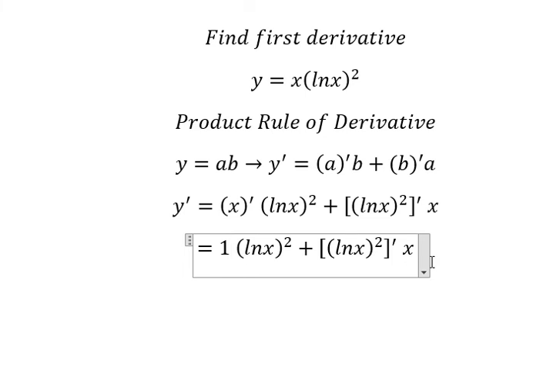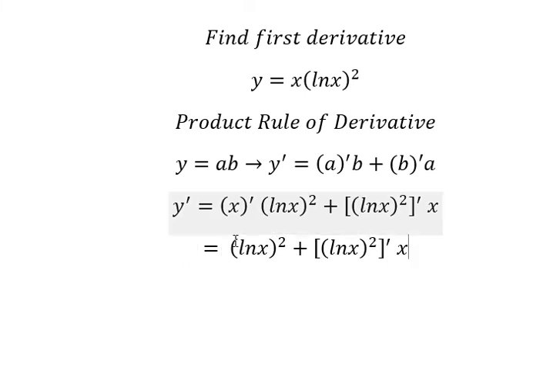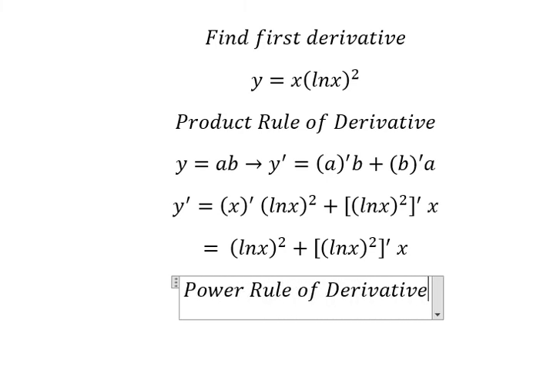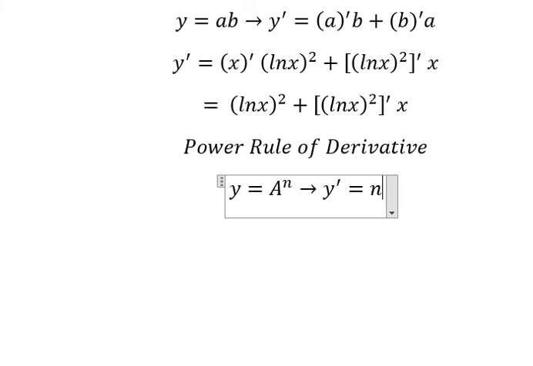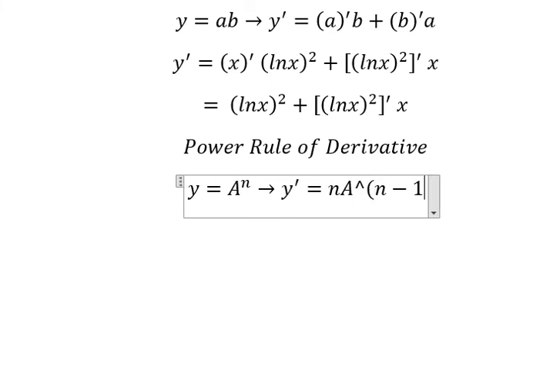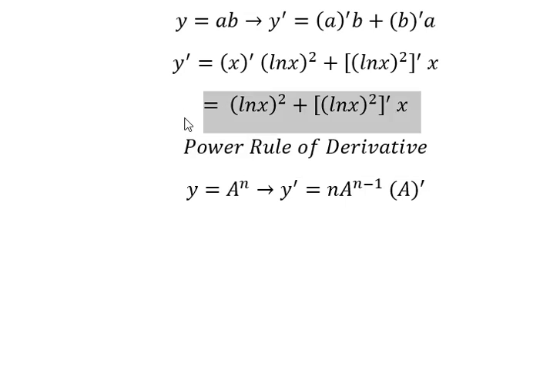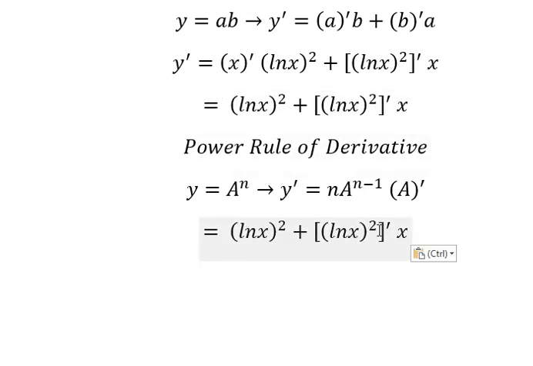Now let's go to this one. Because you got number 1, we can put it like this. So we apply the power rule of derivative. If we have y equals a to the power of n, and we do the first derivative, you get n a to the power of n minus 1. Later we do the first derivative of a. So this one is number 2. Number 2 represents n.